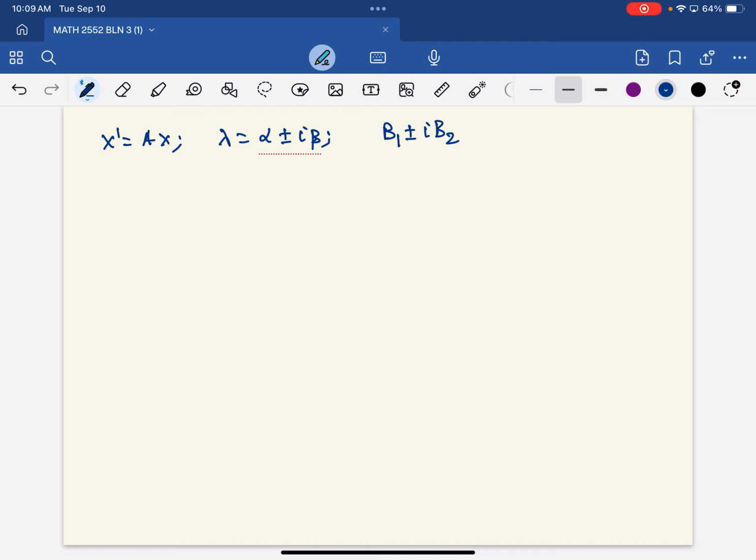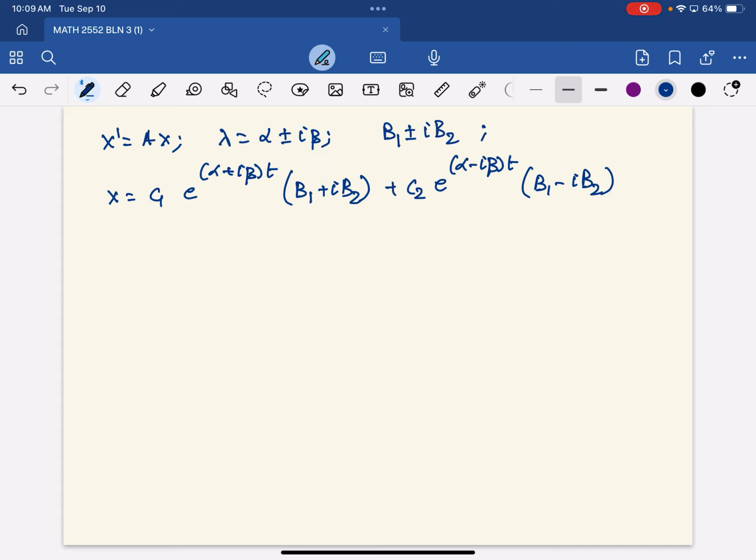And my solution is like, let's say I am so naive, and I want to imitate what happened in the real and different case. So I want to write, okay, C1 e to the (alpha plus i beta)t times, what do I write? I write (b1 plus i b2), plus C2 e to the (alpha minus i beta)t times (b1 minus i b2). Do you agree with me on that? I would write that, right? Yes or no?